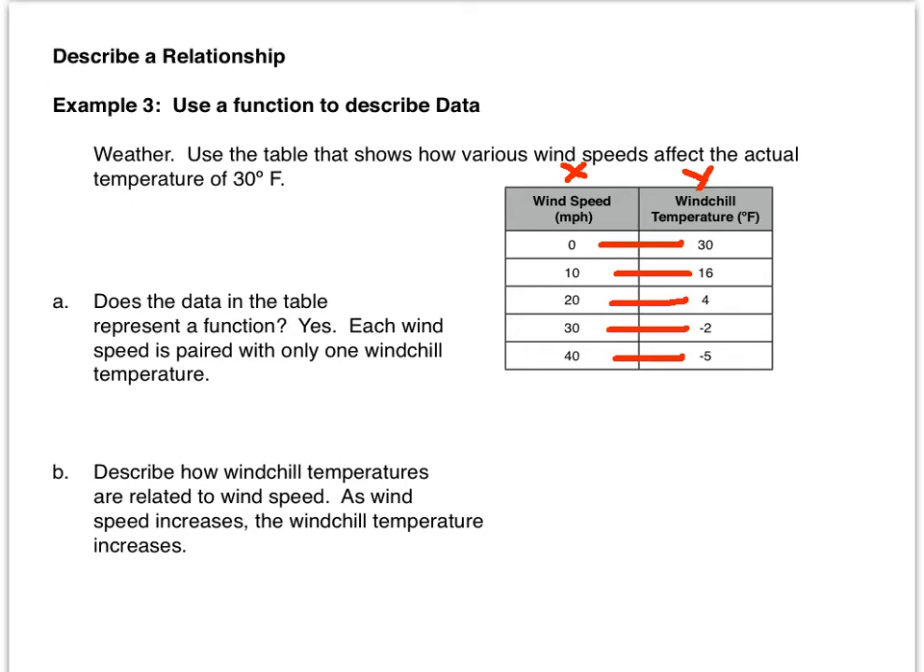In B, it says, describe how wind chill temperatures are related to wind speed. Well, I can see from looking at the table that as my wind speed increases from 0 to 40, my wind chill temperature actually decreases. So as the wind gets stronger, the temperatures decrease. Okay?